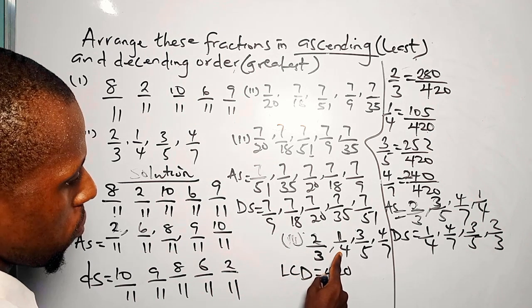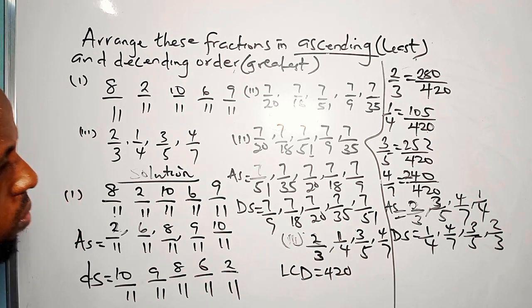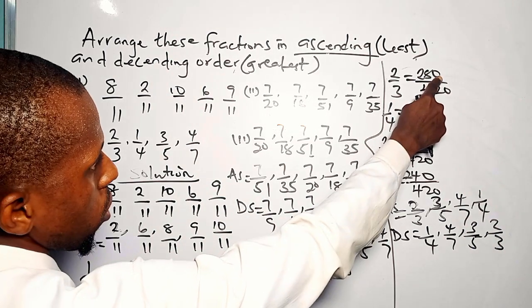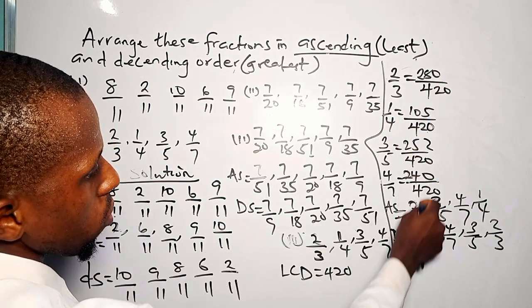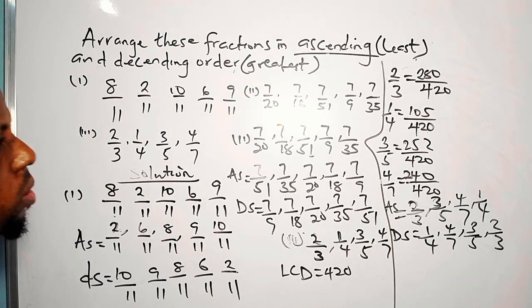And when we have different denominators and different numerators, to put them in ascending or descending order, we look for the least common denominator. We use that to figure out the new numerators, and we arrange either in ascending order or descending order.